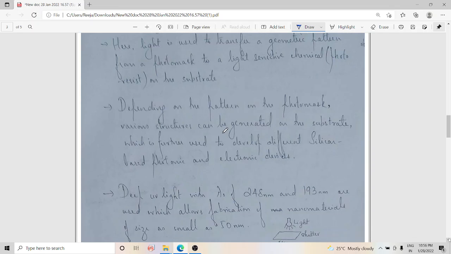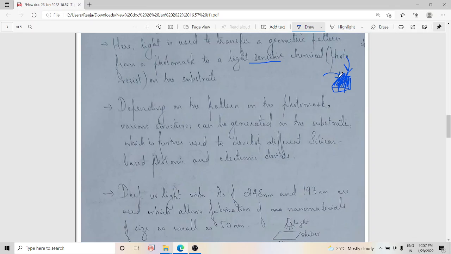Here, light is used to transfer a geometric pattern from a photo mask to a light sensitive chemical called the photoresist on a substrate. So initially we have a substrate, say a silicon wafer on which the image has to be printed. On top of it, one more material is coated, that is the photoresist. On the surface of the silicon wafer, you coat the photoresist. What is photoresist? It is a light sensitive chemical.